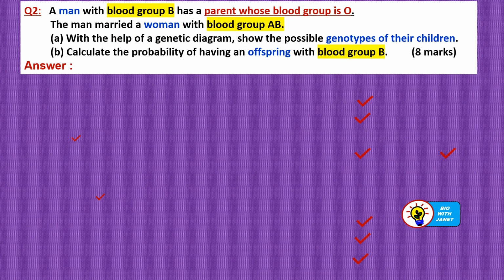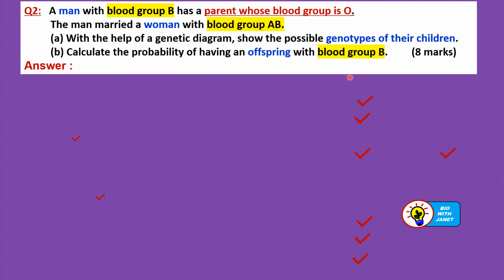Now let's try a question. You'll try this question on your own, and I will give the answer in a short while. A man with blood group B has a parent whose blood group is O. The man married a woman with blood group AB. With the help of a genetic diagram, show the possible genotypes of their children and calculate the probability of having an offspring with blood group B. 8 marks. So you have to draw a genetic diagram, right?